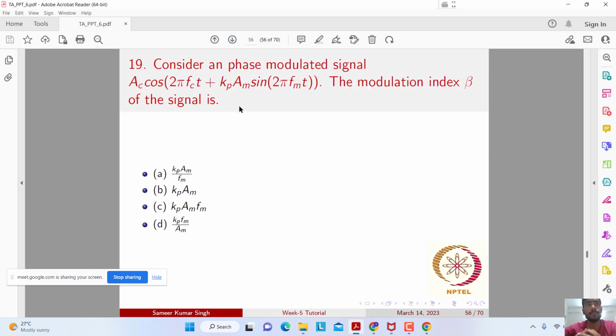Okay, question number 19. Consider a phase modulated signal that is given. The modulation index beta of the signal is? Last time, I think question number 14 or 15, we talked about the modulation index of the frequency modulated signal. Here we are talking about a phase modulated signal. Actually, we solved the numerical for the FM signal, and now directly for the phase modulated signal.